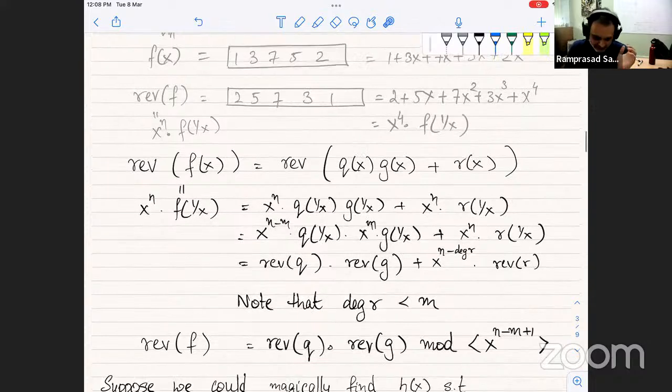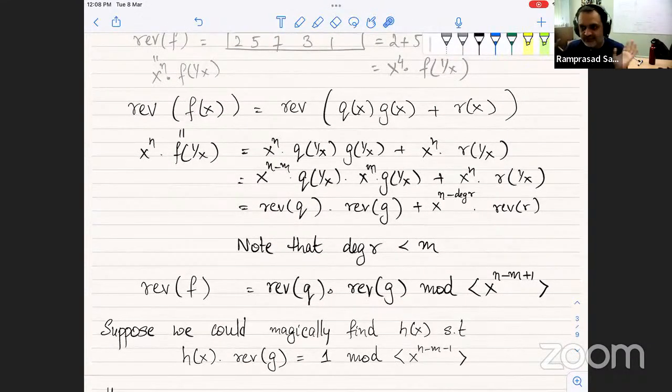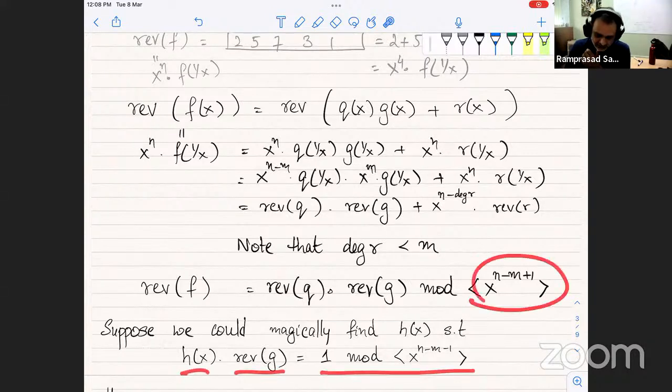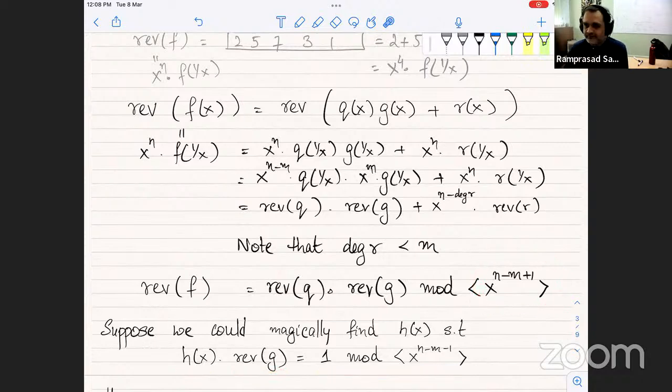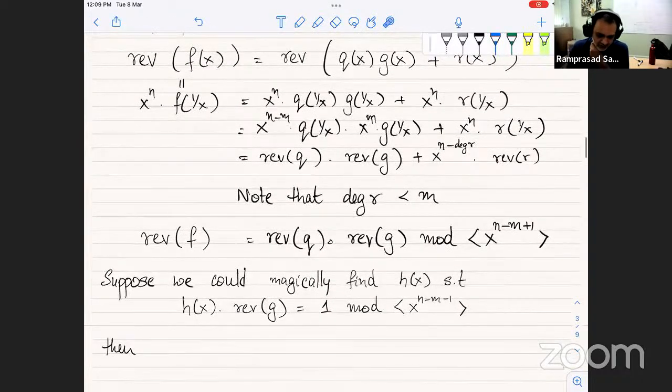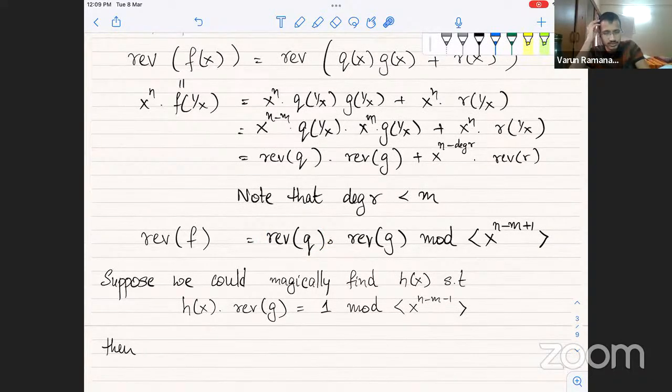Okay, so here is one leap of faith. Suppose, just by some miracle, you could magically find a polynomial h(x) such that h(x) times the reverse of g equals 1 mod whatever this ideal is. In some sense, you can invert this polynomial modulo this ideal. Then can someone tell me how to find the reverse of q? Just multiply both sides by h.